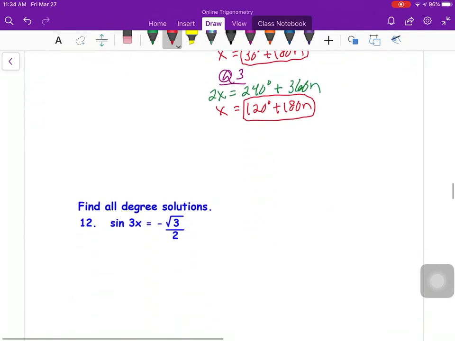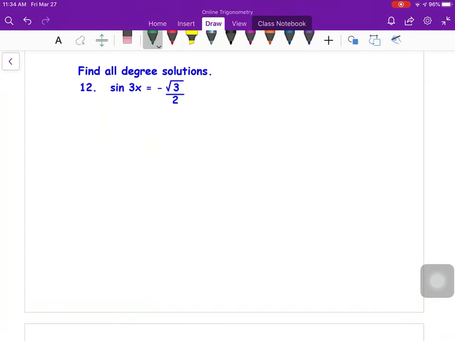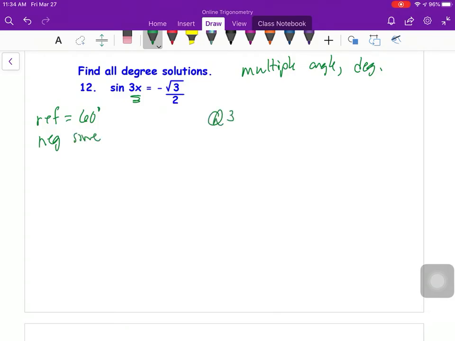Okay, let's take a look at number 12. Number 12, same type of problem. Once again, multiple angles. And we're in degrees. This one also has a reference angle. The sine is already isolated. So the reference angle would be a sine of 60 degrees. So 60 degrees. We have a negative sign. Negative sign indicates quadrant 3 and quadrant 4.